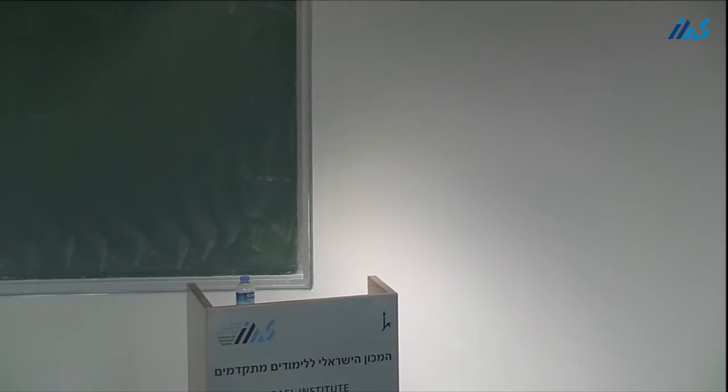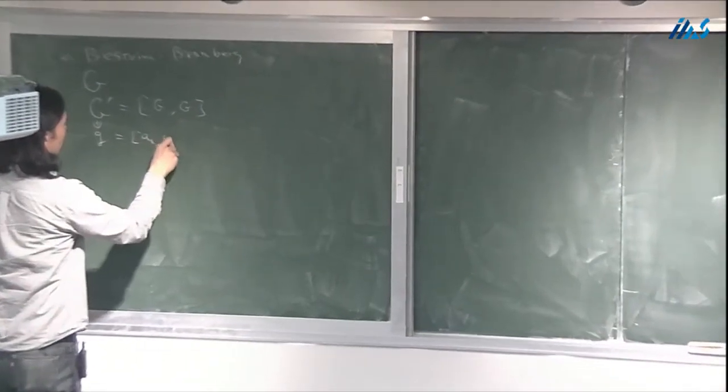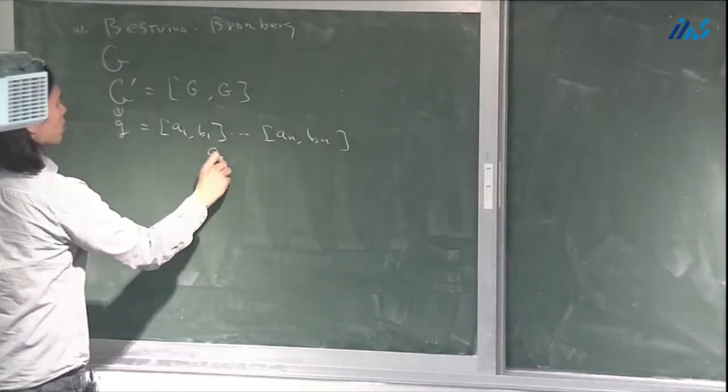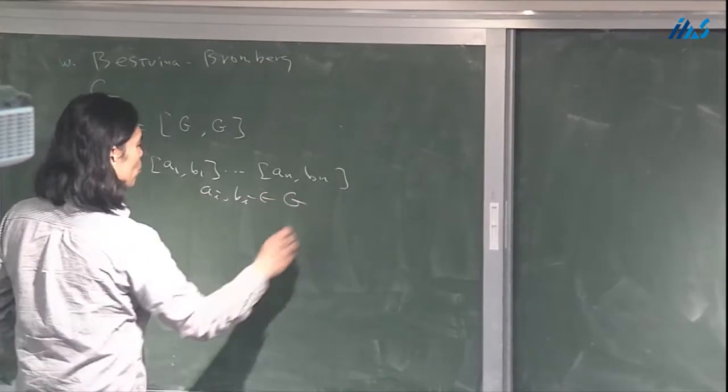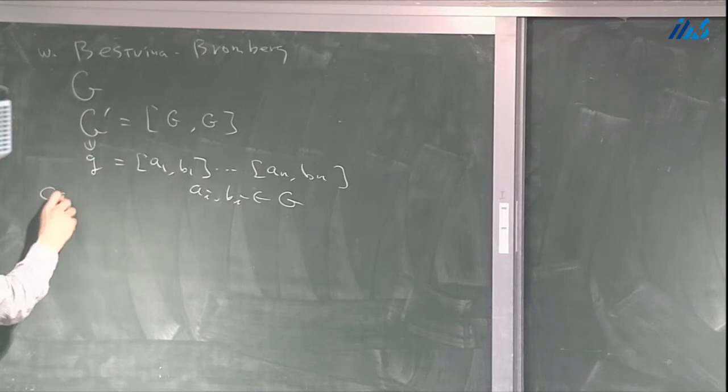It's going to be about the stable commutator lengths on the mapping class groups. So let me define the stable commutator length. You have a group G, and then you have a commutator subgroup like this, and this group consists of elements which are a product of commutators, like this. And each one is from the group G.